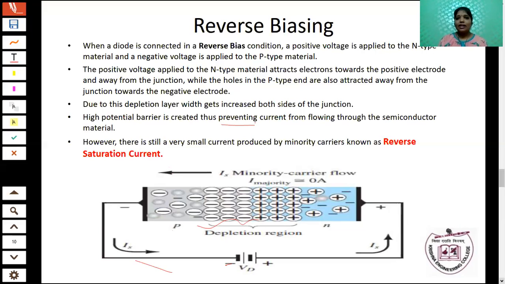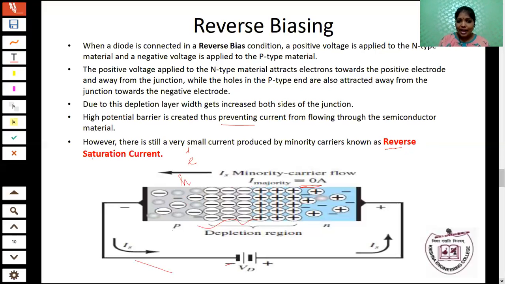So that means in a reverse bias condition, due to the majority carrier, the current flow is almost 0 amps, but there will be a small amount of current flow due to the minority charge carrier. You know that in the p-type material, the majority carrier is the hole and the minority carrier is the electron. So due to this minority charge carrier, the electrons will diffuse with the holes and produce a small current. That current is called the reverse saturation current.